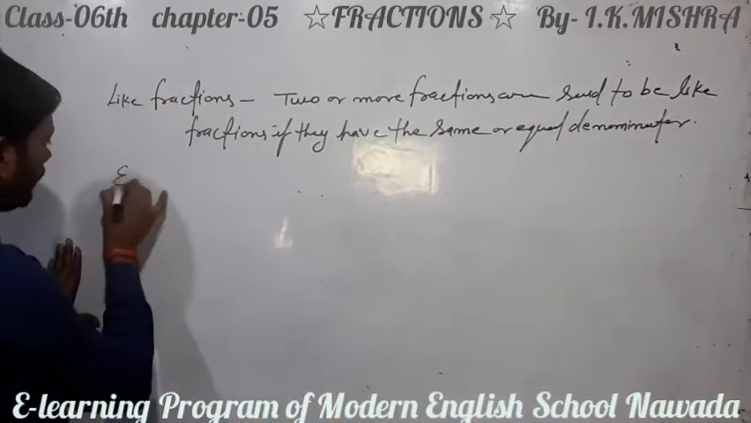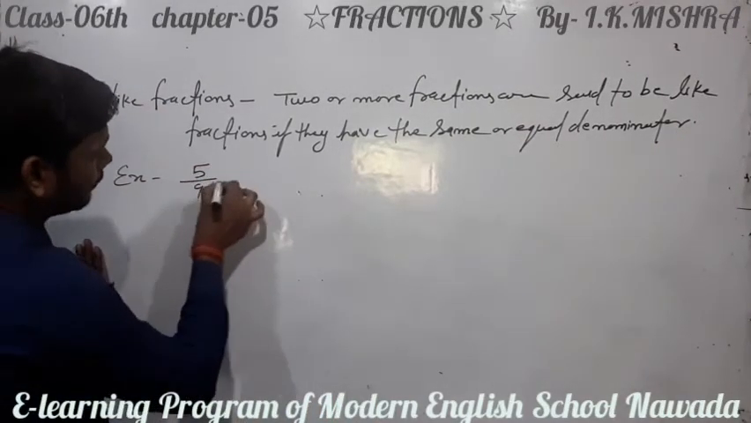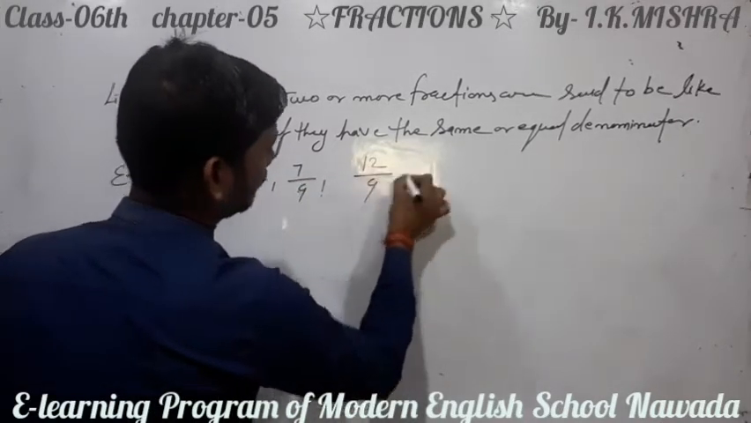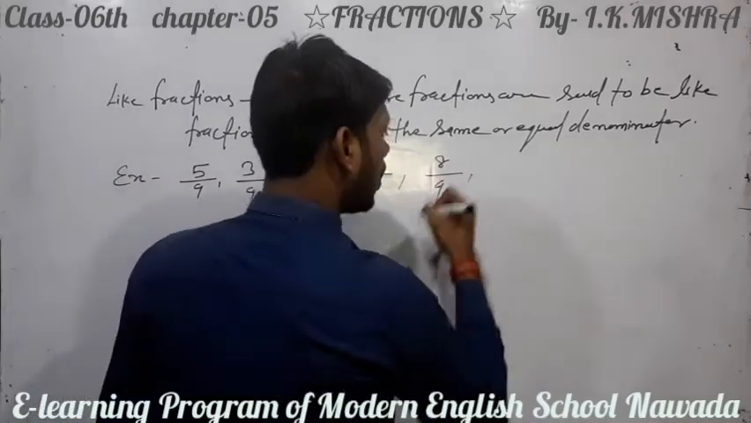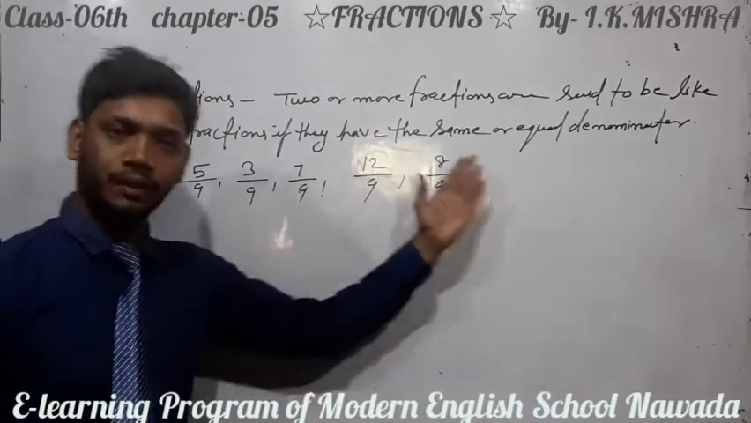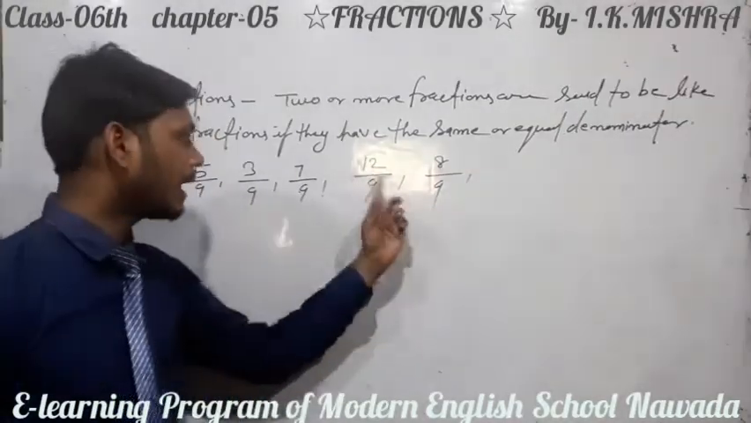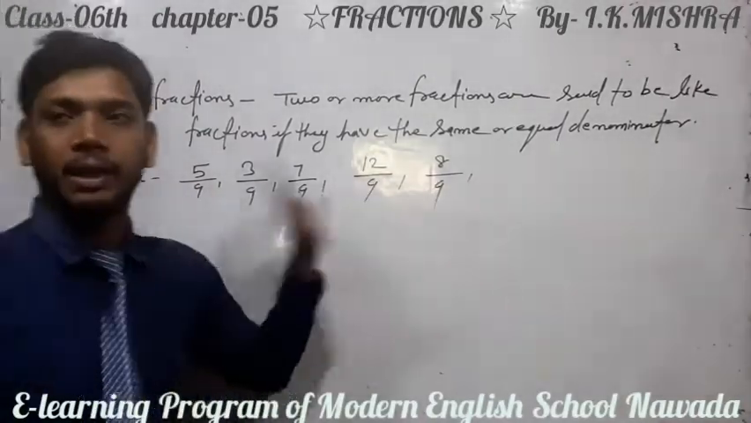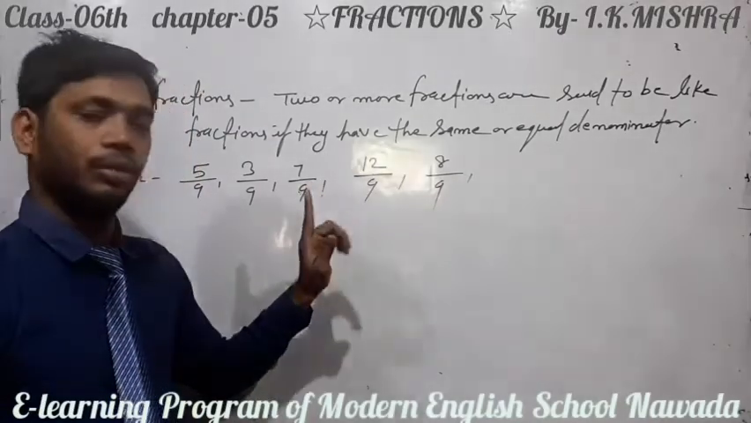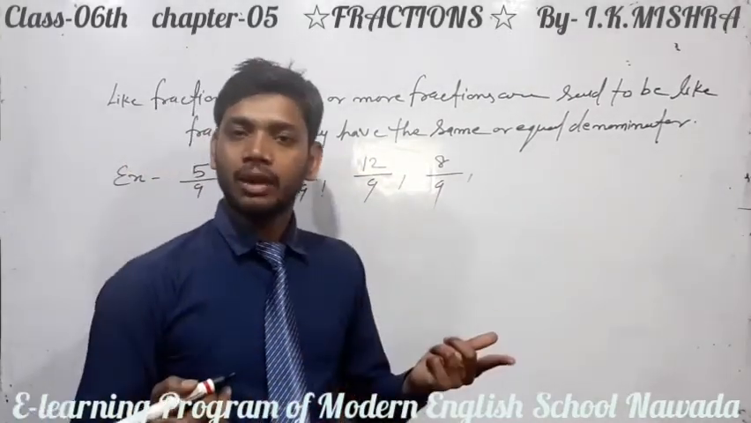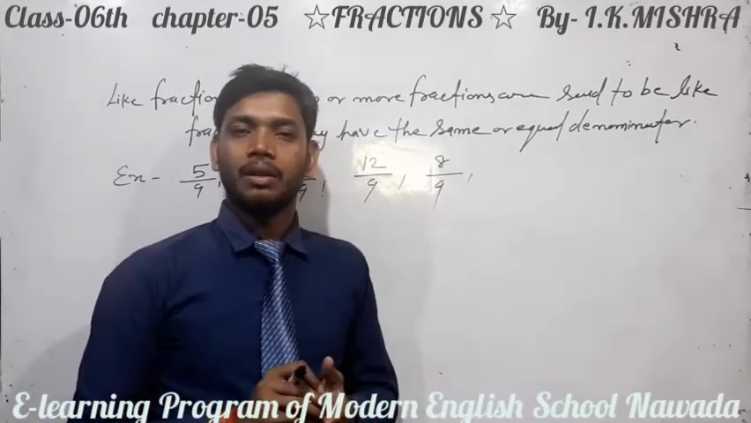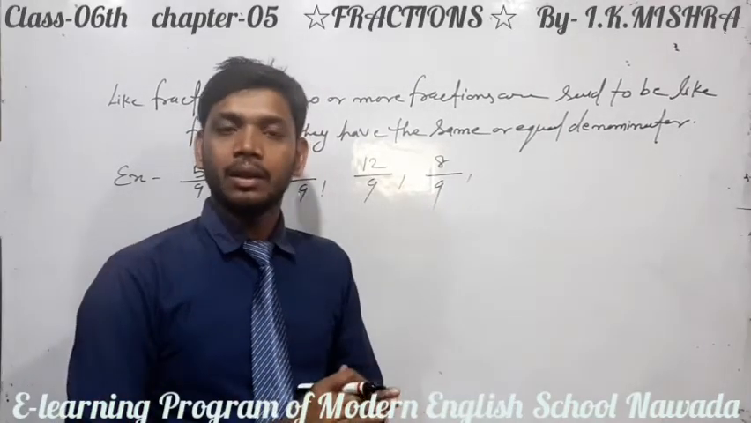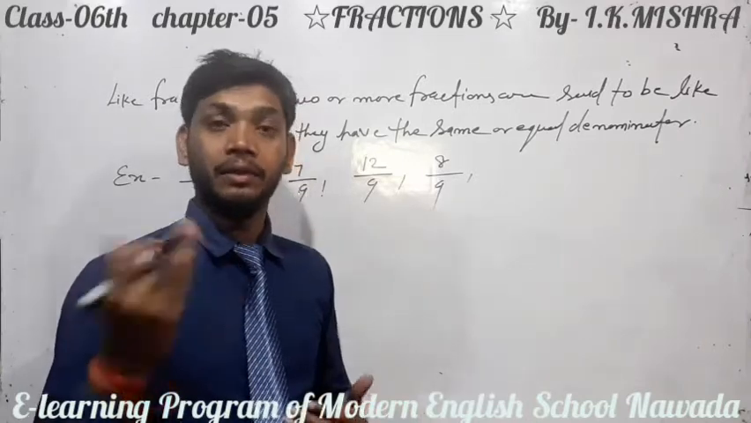Here, friends, for example, 5 by 9, 3 by 9, 7 by 9, 12 by 9, 8 by 9. All of these are fractions, and all of these fractions have denominator 9. So all of these are like fractions. So you can easily define unlike fractions now. Unlike fractions means fractions having different denominators, that means whose denominators are different.